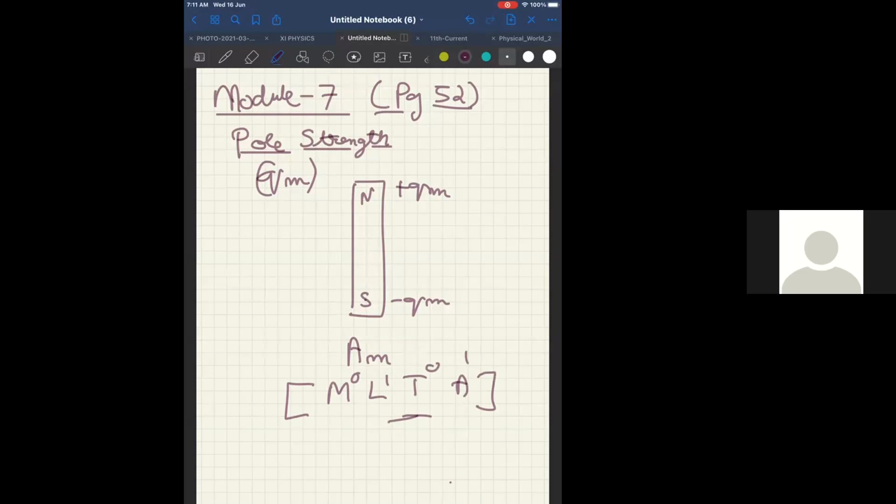And next point, point number D, just check. Pole strength of a magnet depends on the nature of material of the magnet and area of cross section. Not that important, but okay. And pole strength does not depend on length. That is an important point. Point number E. Pole strength does not depend on length.